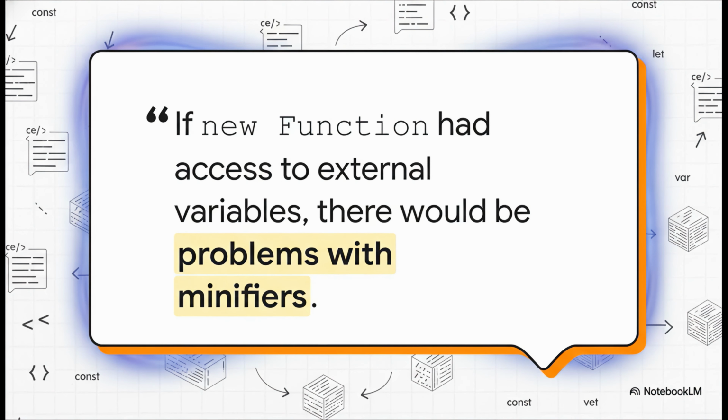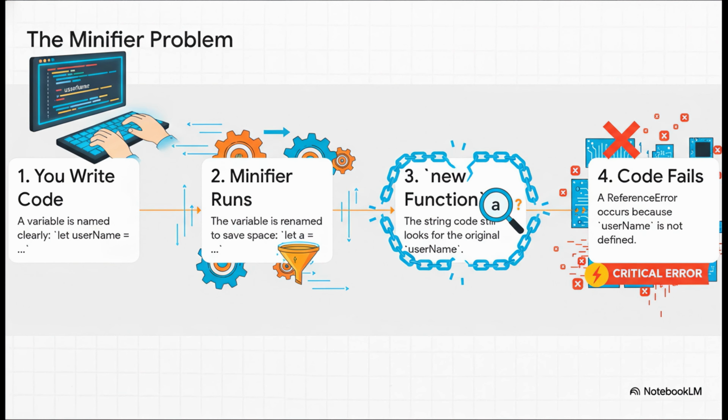The whole problem it's trying to solve comes down to one word: minifiers. You know, those tools that we all use to shrink our code down for production? They take our nice, readable variable names and squish them down to single letters to save space. And that's where things would get messy. Let's walk through this nightmare scenario. Step 1. You write some perfectly good code with a variable called username. Step 2. The minifier comes along and, to save bytes, it renames username to just a.